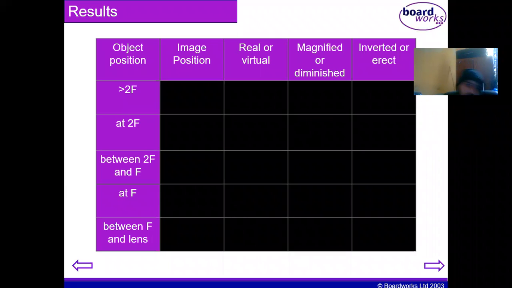There we go. So object position: greater than 2f, at 2f, between 2f and f, at f, between f and the lens. Where's the image going to be? Real or virtual, magnified or diminished, inverted or upright. Erect means upright. Try and do it without looking at your notes even. See how many you can do without looking at your notes, and then look at your notes only for the ones that you forget. Do them in a different color to the ones that you remember, and then you're going to have a good idea of how much you understand.